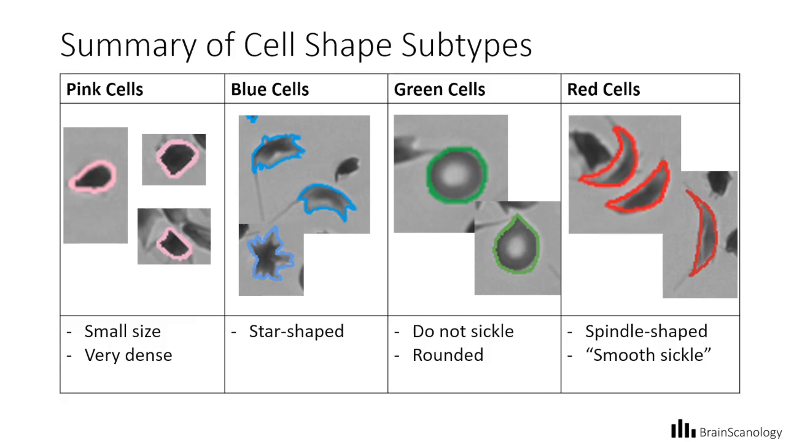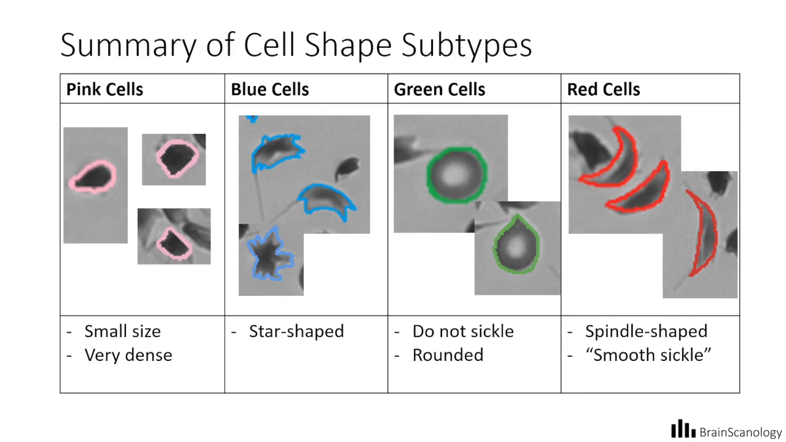We identified 4 shape subtypes in the sickle cell images provided by Dr. Eaton and Dr. Selmer. These shape subtypes were each identified by a color assigned during the preparation of these cells for analysis. The cells categorized as pink cells were small in size and were very dense. Cells in the blue cell category were star-shaped.